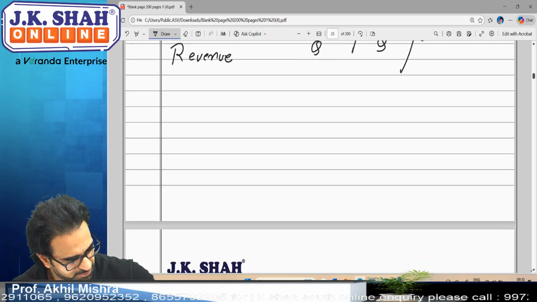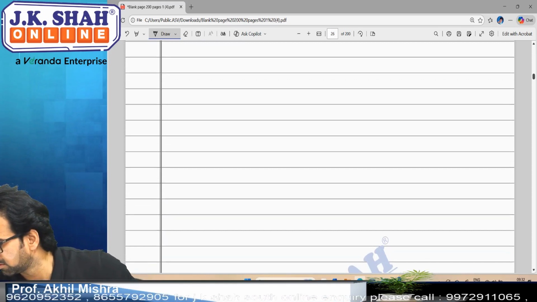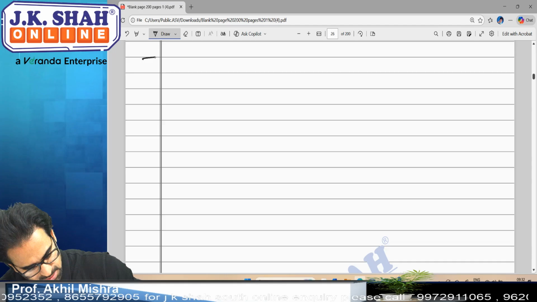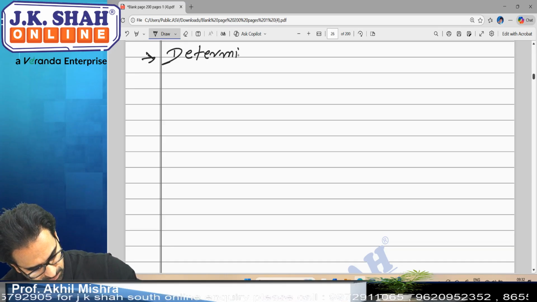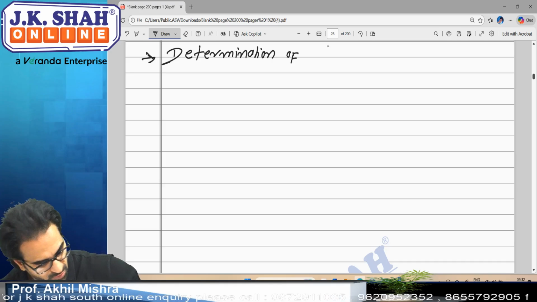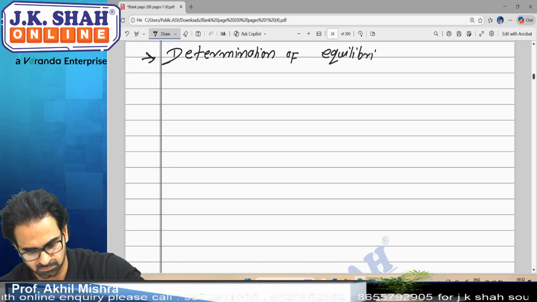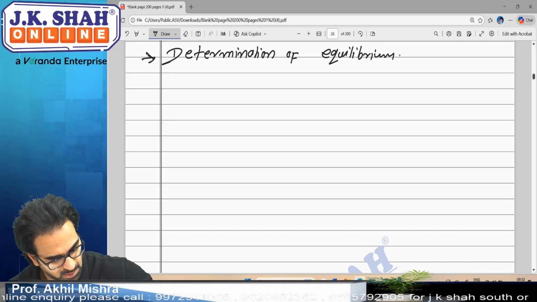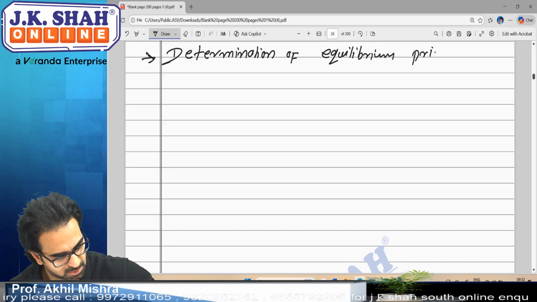This concept, the question says determination of equilibrium price.